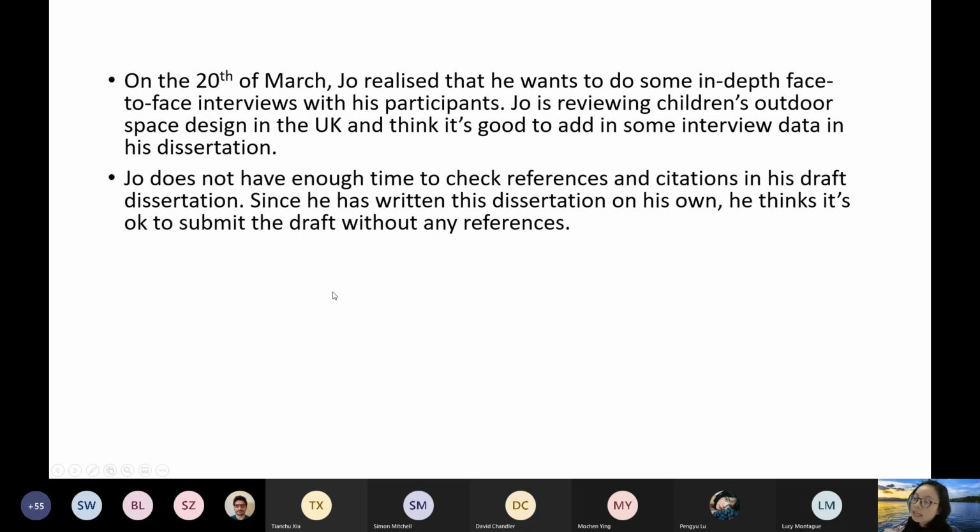Second scenario, Joe does not have enough time to check his references and citations in the draft dissertation, but he thinks that he has written this dissertation on his own. So this is his own work, and he thinks it is therefore fine to submit a draft dissertation without any references. What do we think of Joe's decision? Any volunteer?